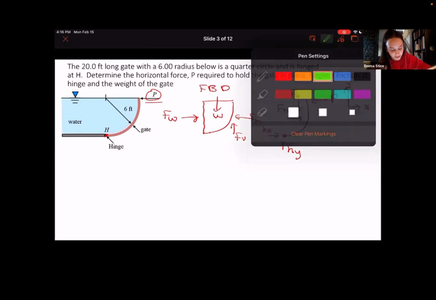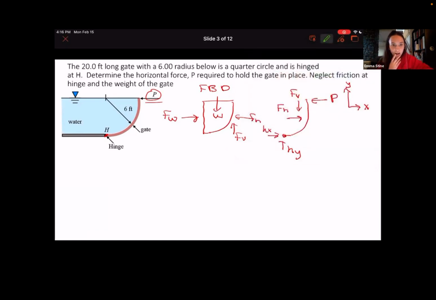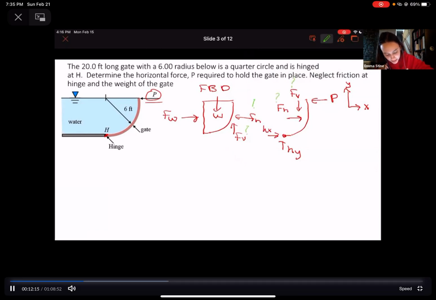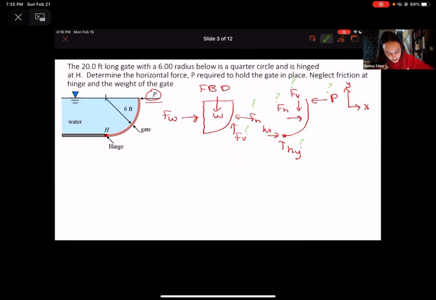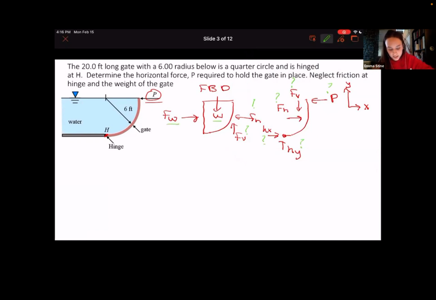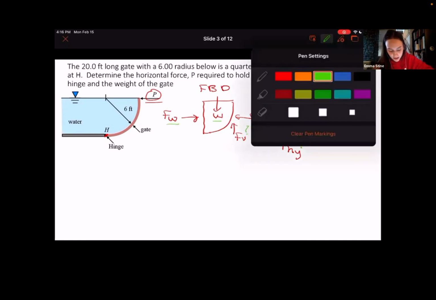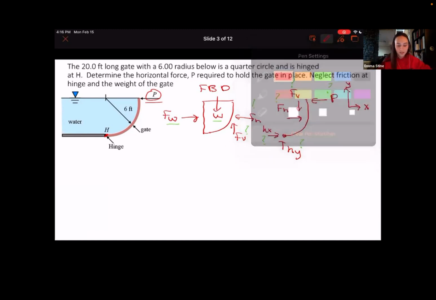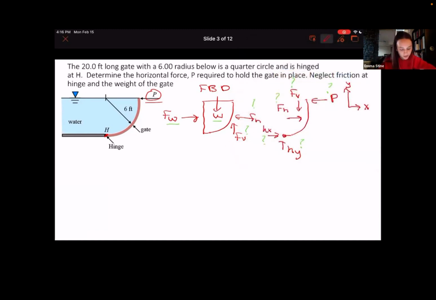So I'm going to look at this and say, what are all my unknowns? I don't know this, I don't know this. This is the same thing, but I still don't know it. I don't know this, I don't know this, I don't know this. I can solve for this and this. So I'm freaking out because I have a million unknowns, but there are some things I can solve. So I'm going to start with this free body right here.